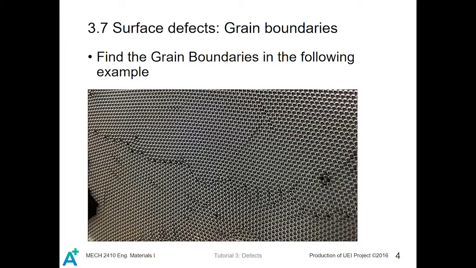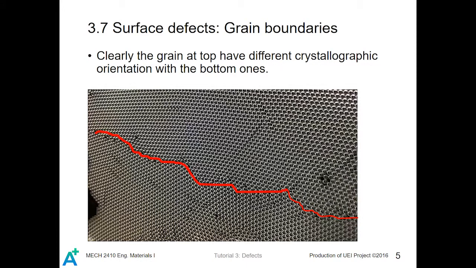Find the grain boundaries in the following examples. It is quite obvious that the grain at the top has a different crystallographic orientation from the bottom ones, so this red line represents the grain boundary.